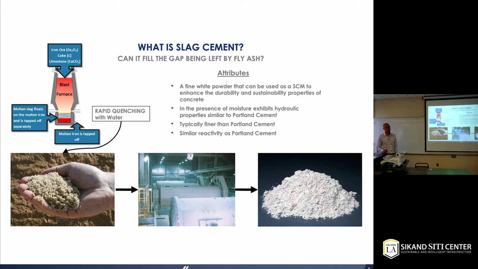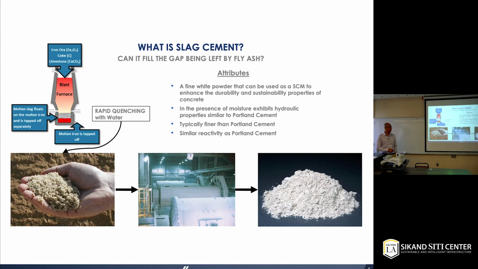During steel production, there's a process called fast quenching. During this rapid quenching process, the slag is separated from the molten iron. It's kind of like a glass-type sand material, and we grind it to a white powder. The slag particles are usually finer than the cement particles, and it can react with water similarly to Portland cement. And the good thing is that because this is a byproduct, it's very environmentally friendly. It's a waste material we're using in our construction.